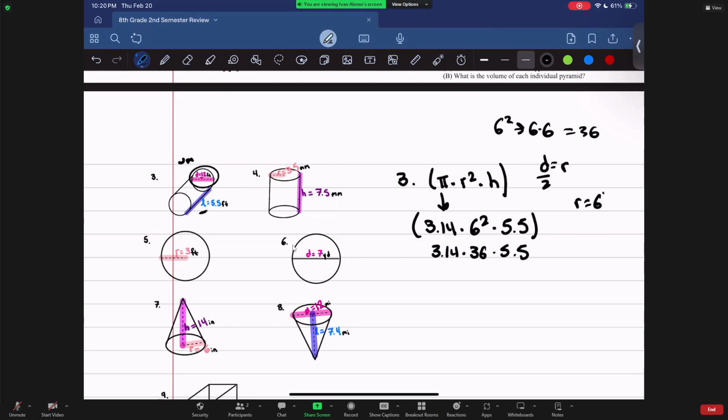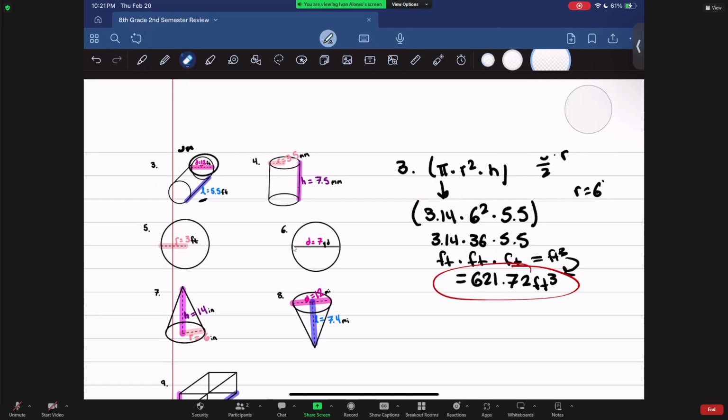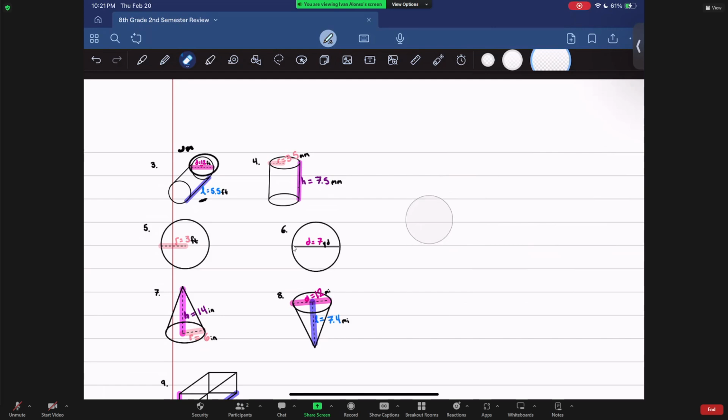Okay, when you multiply this all out, this is equal to 621.72. Once again, this is in feet, and it's cubed. And if you're still struggling to understand why, this is 3.14 feet, 36 feet, and 5.5 feet. So you're multiplying these 3 times, and that's feet cubed. Explaining that right there. Now, on to number 4.